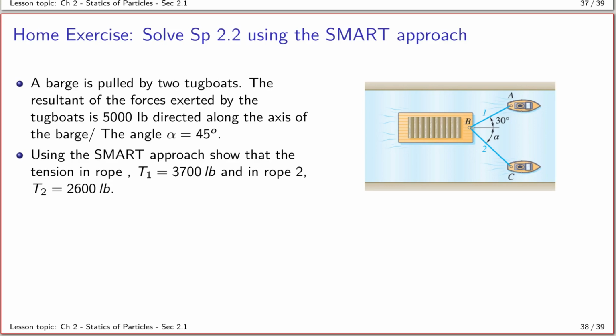As a home exercise, try to solve this problem here, and again follow the SMART approach. Essentially you have a barge that is pulled by two tugboats, and what you're trying to do is find the tension in cables or ropes 1 and 2. You should find that tension 1, T1, is 3,700 pounds, while tension 2 is 2,600 pounds.